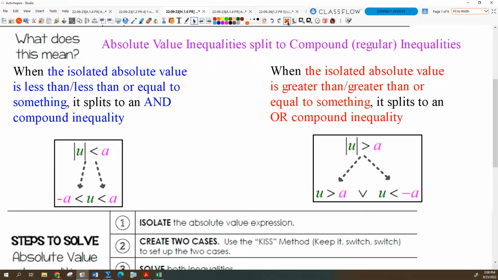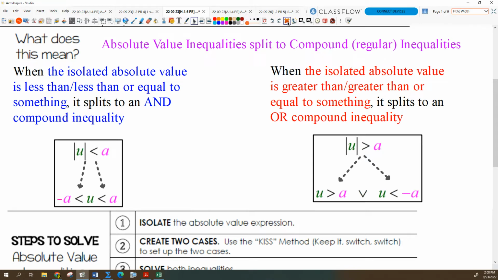The other possibility is when the isolated absolute value is greater than or equal to something, it splits into an or compound inequality. Here's the pattern. With an isolated absolute value greater than a number, whatever's inside the absolute value bars is either going to be greater than the positive or less than the negative. Think about why that is. It's going to be extremely big and positive or extremely big and negative, right?